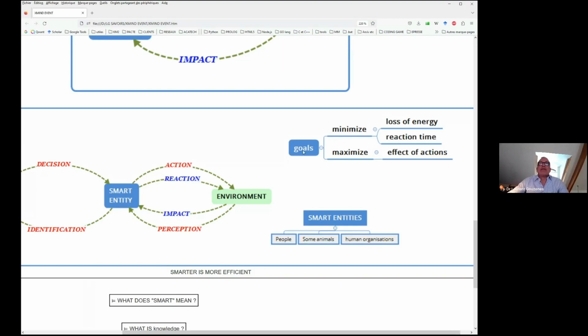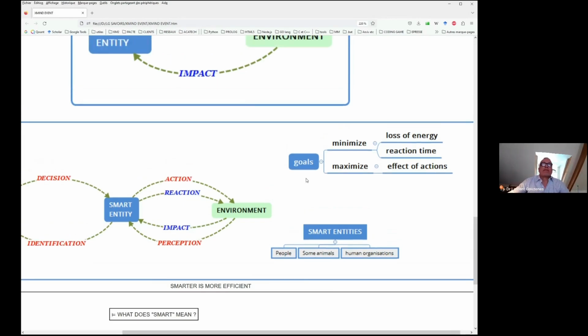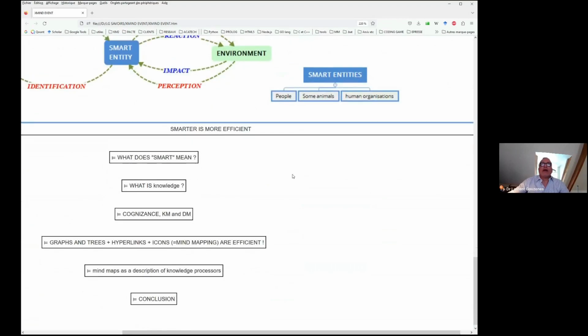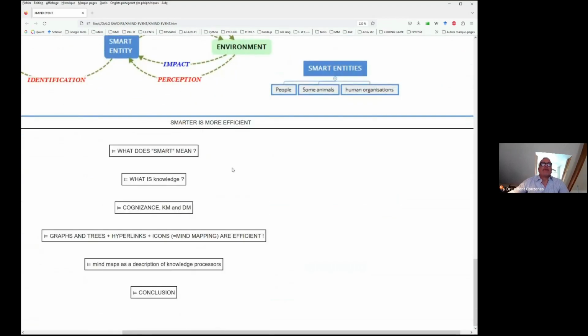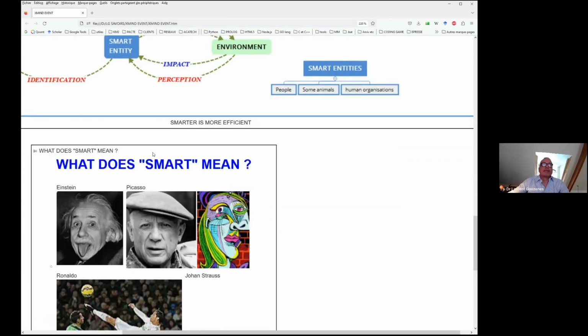The goal of a smarter entity is to minimize the loss of energy, to optimize the reaction time, even to be able to do what is not possible in the impact-reaction model, which is to have an action before the impact is visible. And that's very important. So we are smarter. By anticipation, we can maximize the effect of actions. So in fact, being smart is also being much more efficient.